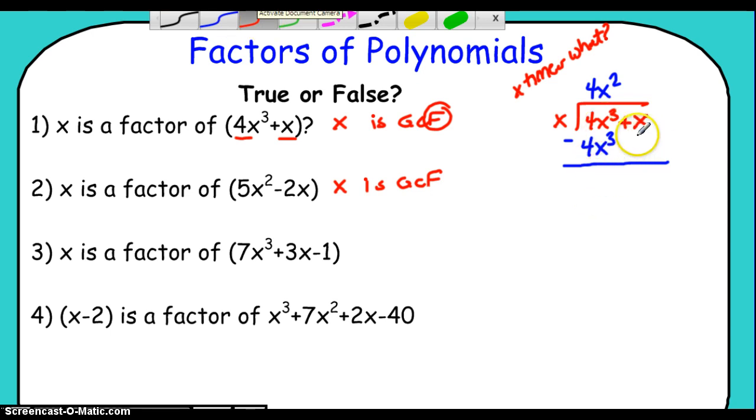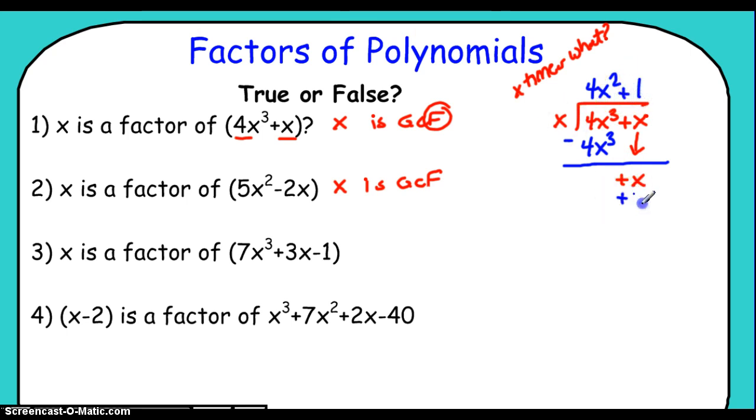We don't usually write the 0, and then you'd bring down the next term, which is a positive x. And you'd say, okay, x times what gives me x. Well, x times a positive 1. 1 times x is a positive x. You subtract those, and you're left with 0. So again, because the remainder is 0, we know that yes, x is a factor of 4x cubed plus x, and I get a quotient or an answer of 4x squared plus 1. And you could do the same process for number 2.